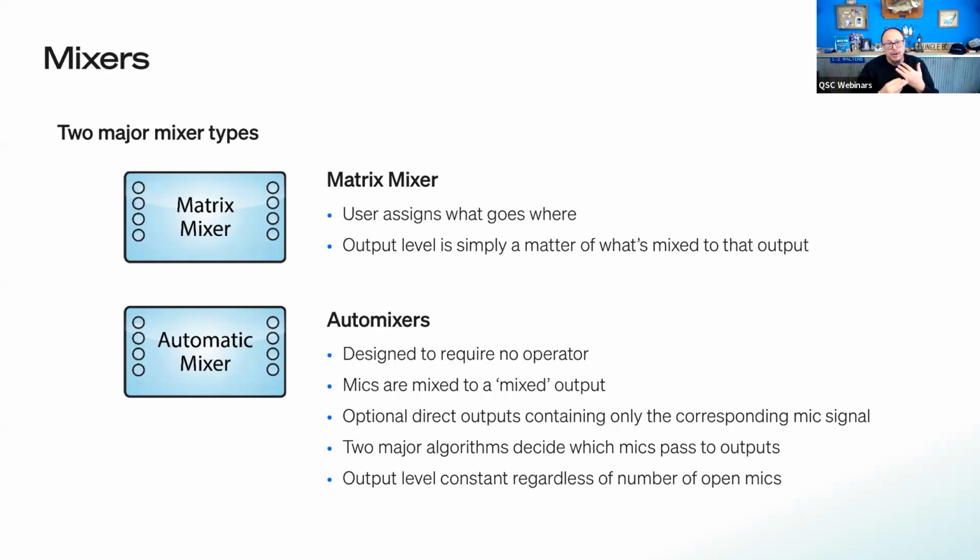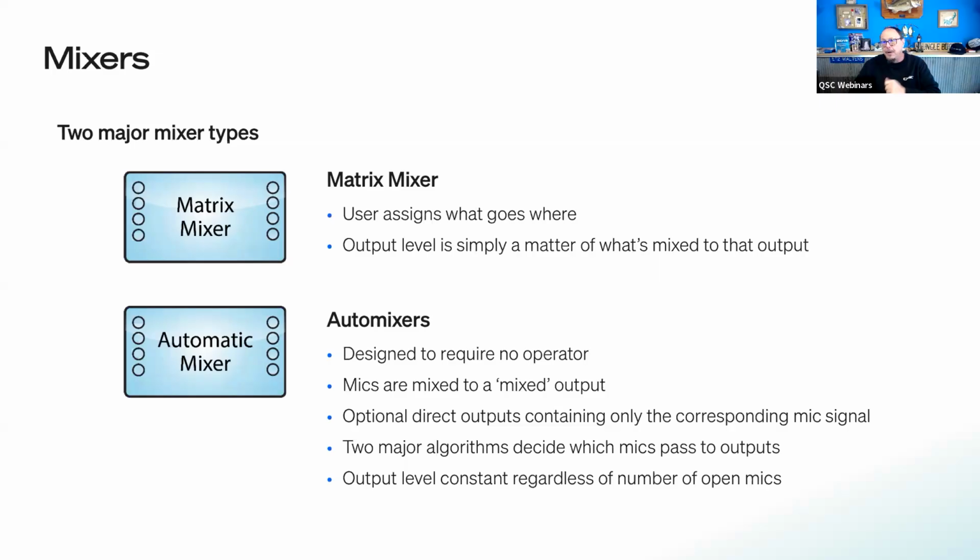Auto mixers are designed where we have no operator, right? Mics are going to be mixed to a mixed output. There's also options to have a direct output, right? So the automatic mixer is going to gate or gain share the different inputs, and then that's how they're going to come out of the outputs. Now, there are direct outs that are pre-gate and post-gate and all of that as well, but two major algorithms will decide which mic's output. Either we'll have a gain sharing or we'll have a gated one. The idea, though, is that the mixed output is going to be a constant level regardless of how many mics are open, right?